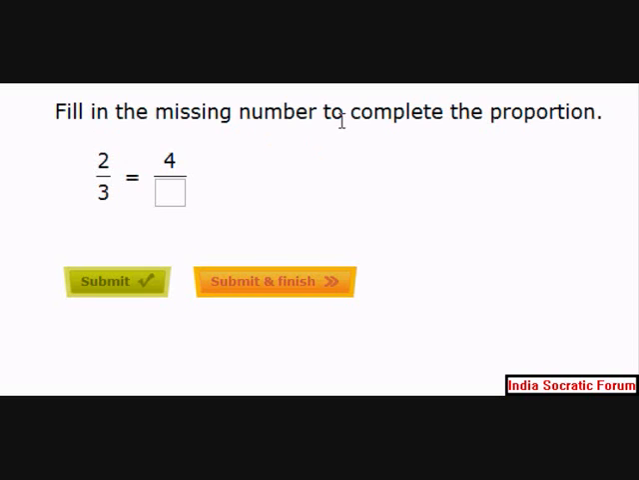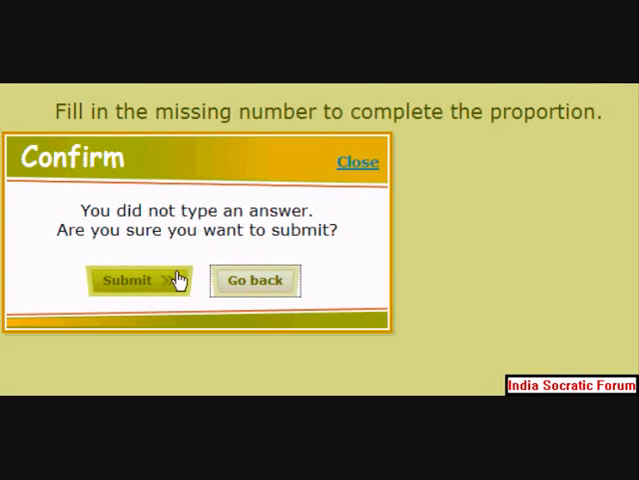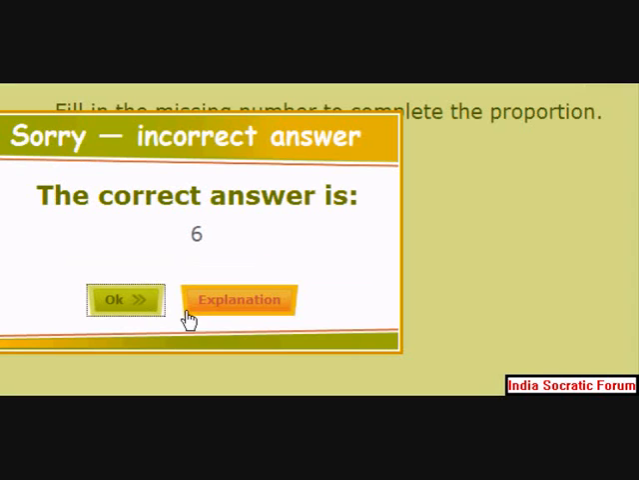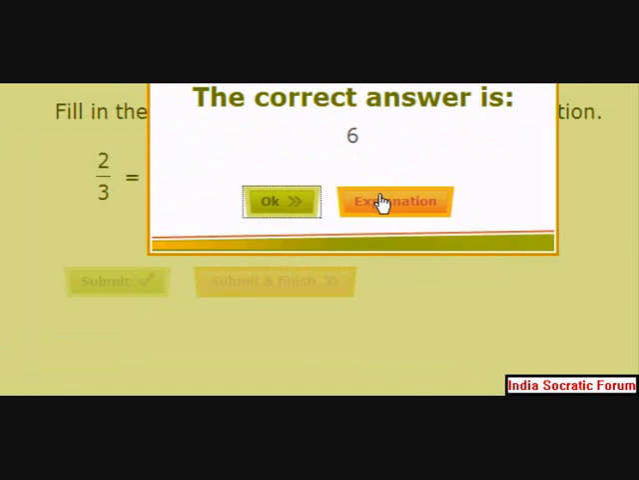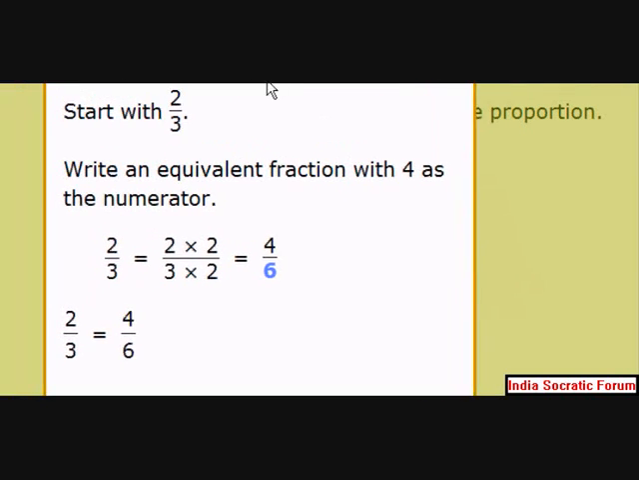Fill in the missing number to complete the proportion. What is the proportion here? 2 by 3 equals 4 by what? Good, the answer is 6. How did we get that?